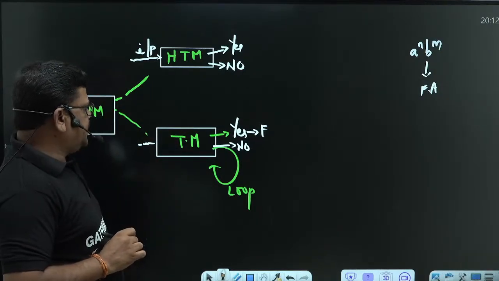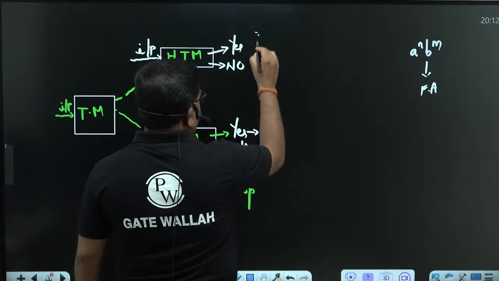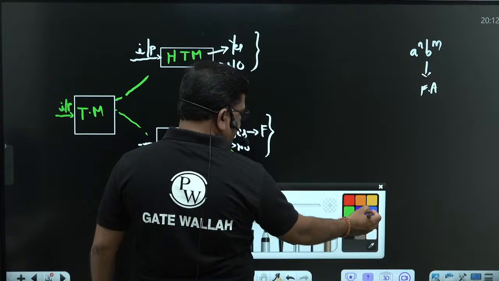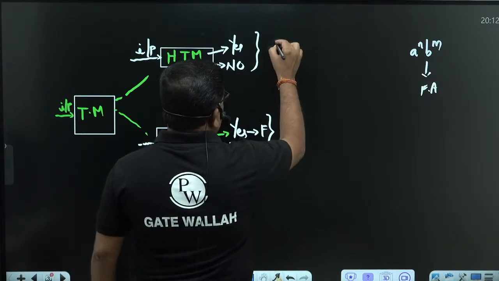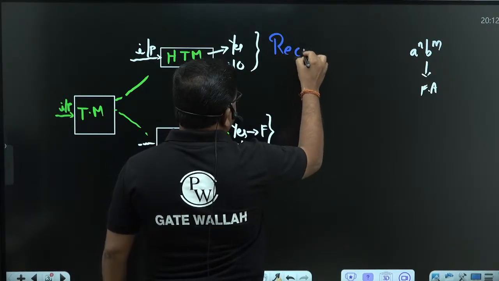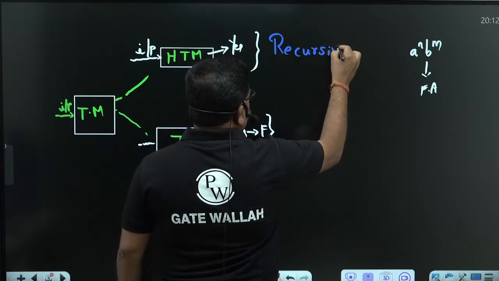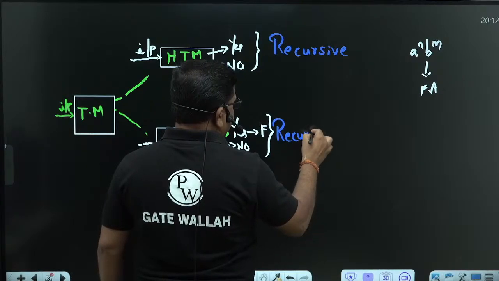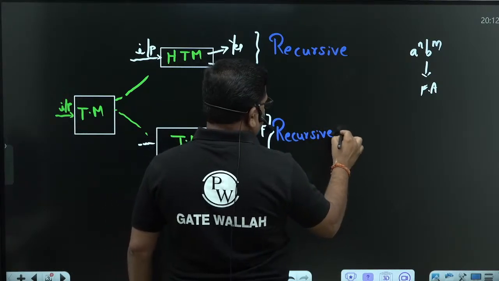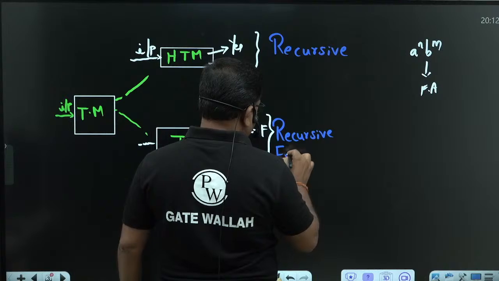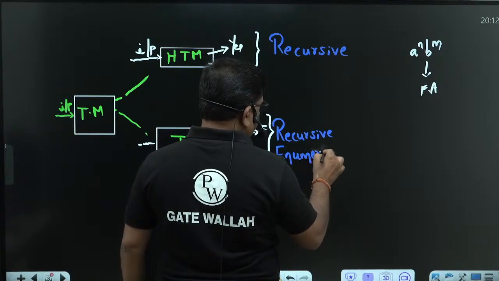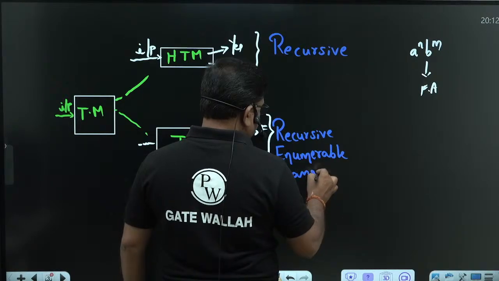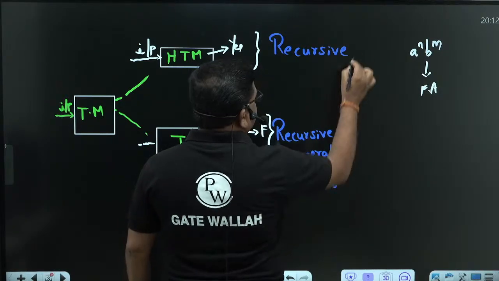So this is how the Turing machine will behave. Based on its behavior, the languages also will be classified into two categories. The language of this category is called recursive languages. The language of this category is called recursively enumerable languages.